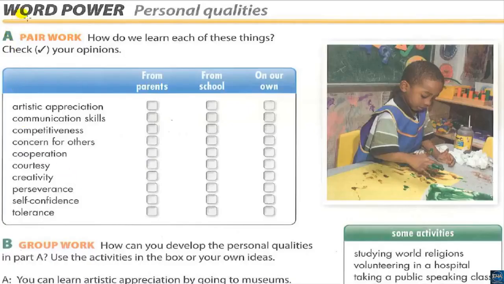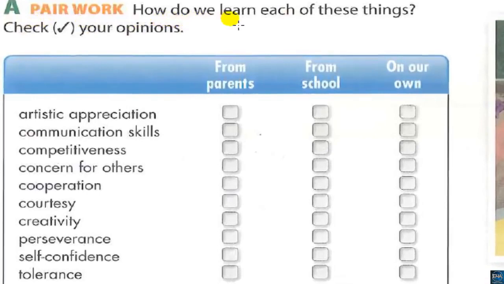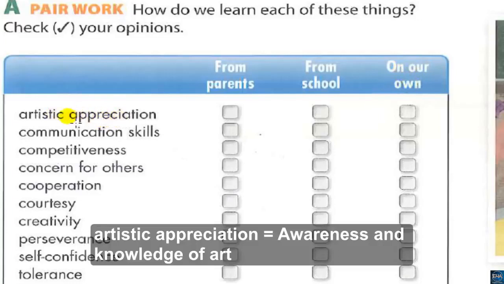Exercise number 11, word power. Personal qualities. A. Peer work. How do we learn each of these things? Check through your opinion. So here we have different things and you make a check from parents, mom and dad, father and mother. From school, on your own, by yourself. Artistic appreciation. Artistic appreciation. This is, of course, how can you learn art and to evaluate it.